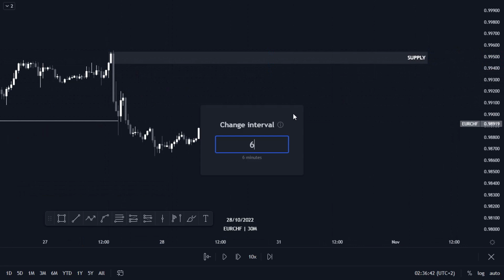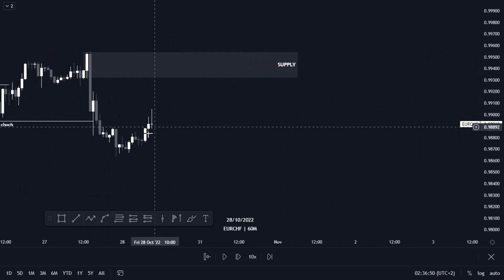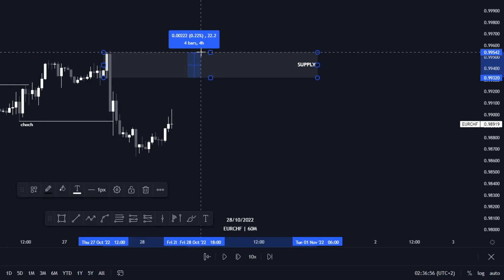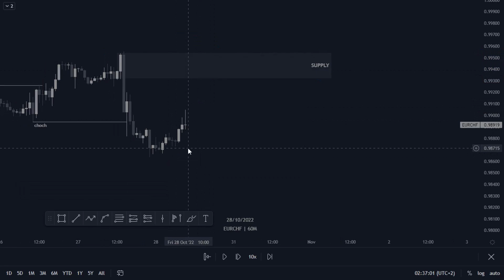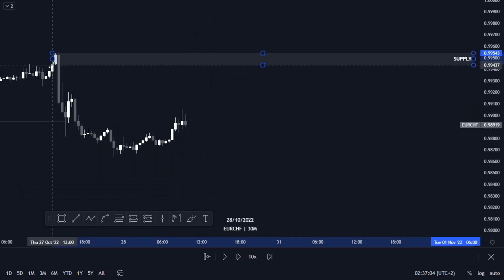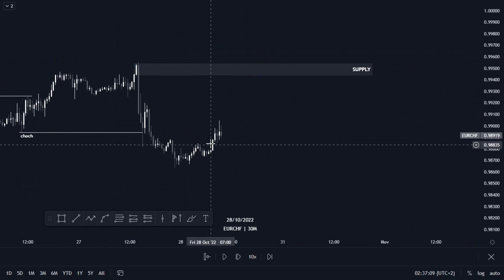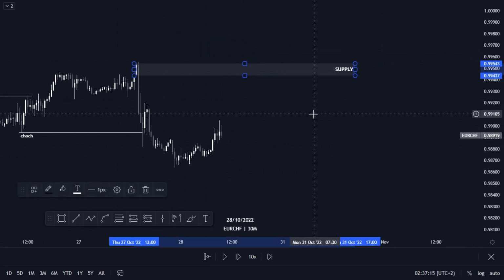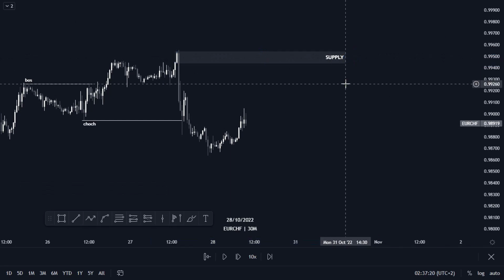Okay, so let's compare the difference now. From the 1-hour chart, we have this big one here, whereby we're risking 20 pips, and the 30 minutes supply we are risking 10 pips.